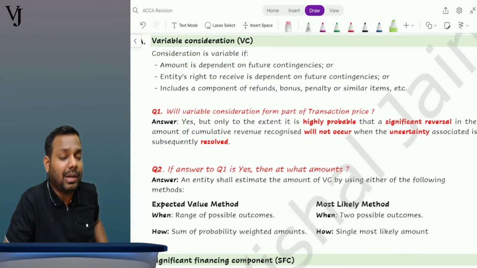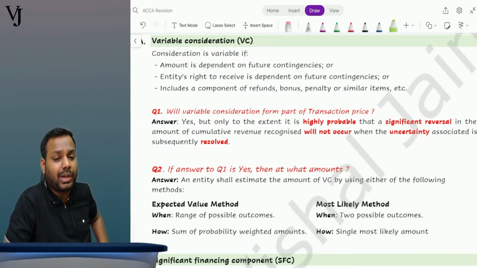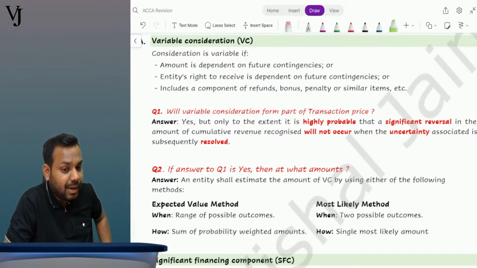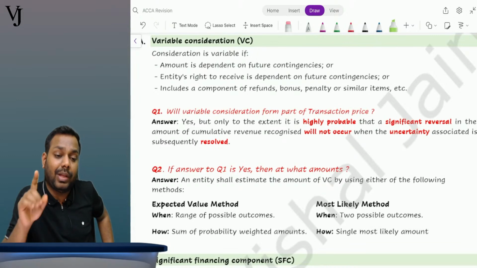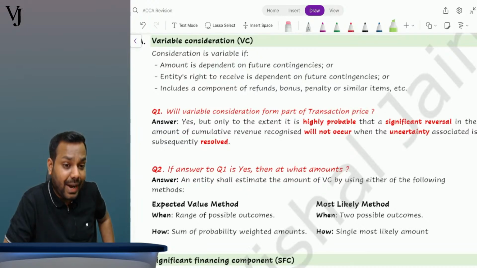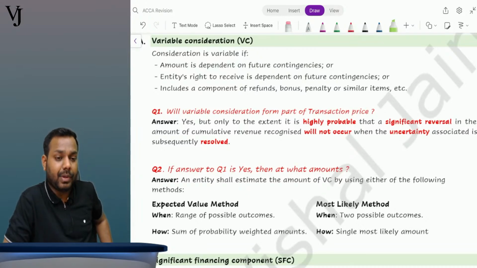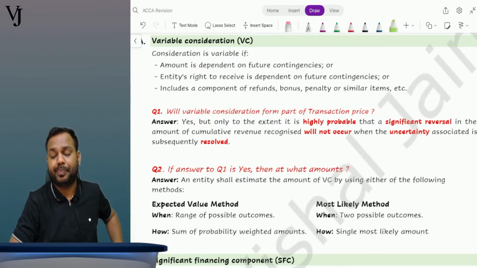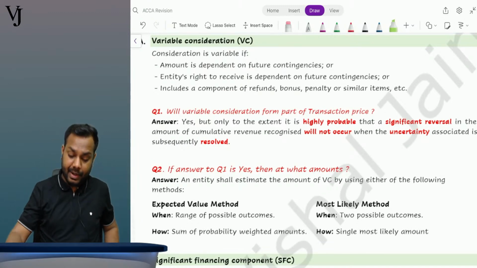Now the question here is, will we include this variable consideration as part of the transaction price? The standard says yes, but the standard puts a condition along with that. The standard says that yes, you can include variable consideration as part of your transaction price, provided the condition here. Read the condition.